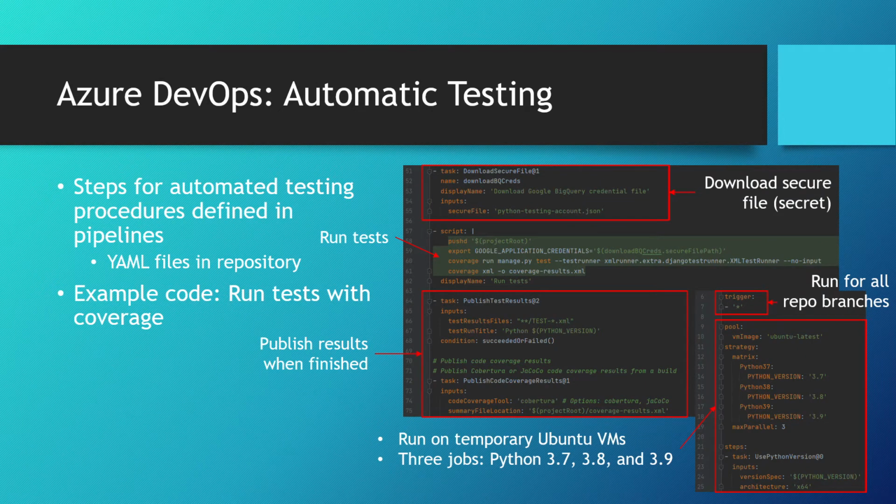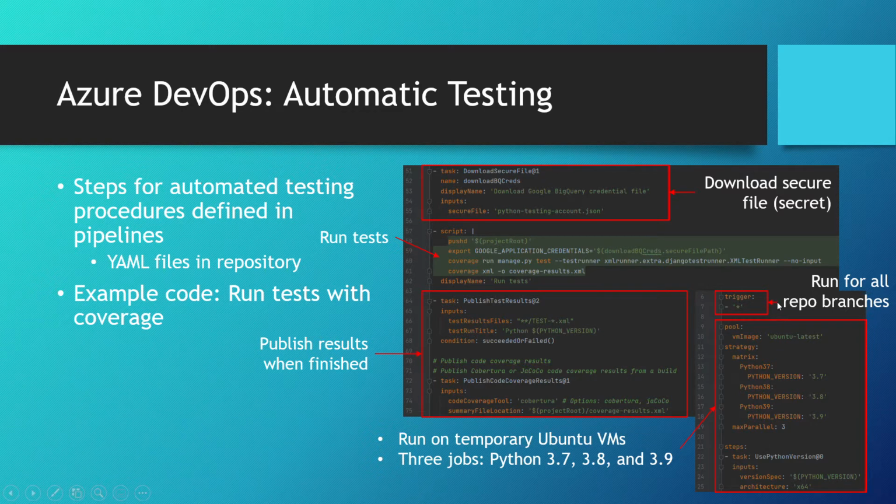So how would we go about implementing automatic testing in Azure DevOps? Well, the steps for automated testing procedures are defined in pipelines, which in turn are defined by YAML files placed in the source code repository. In this example, we have pipeline code that runs tests with coverage, which I'll talk about in more detail later.